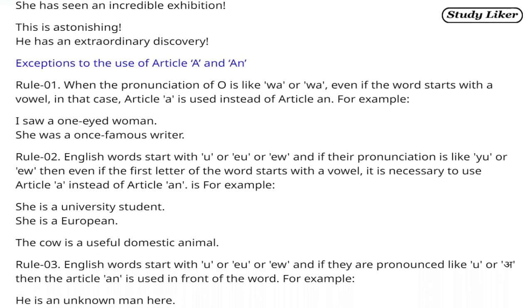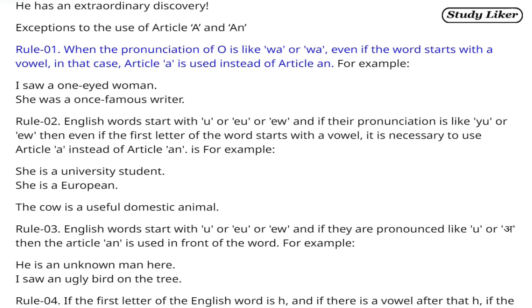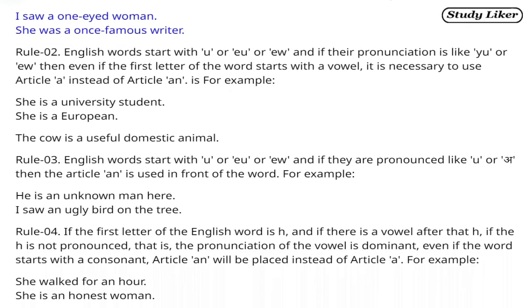Exceptions to the use of article a and an. Rule 01. When the pronunciation of O is like WA, even if the word starts with a vowel, in that case, article a is used instead of article an. For example, I saw a one-eyed woman. She was a once famous writer.